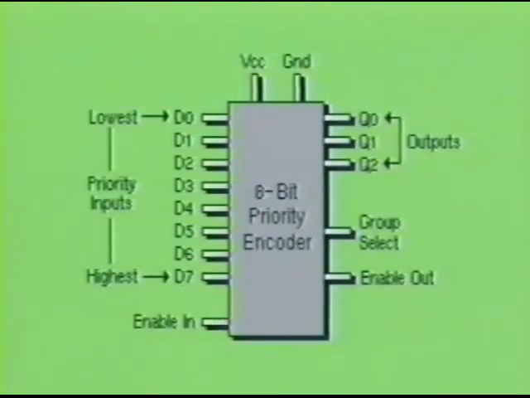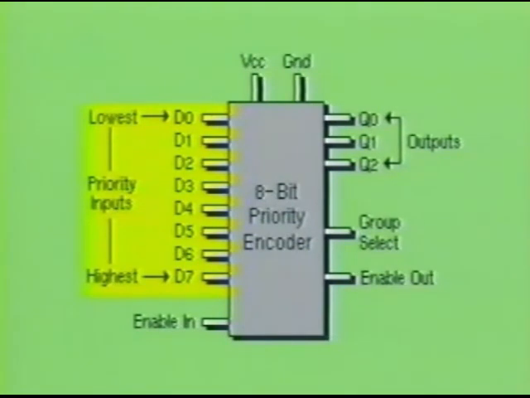Here you see a priority encoder integrated circuit, which is designed to establish the priority among simultaneous requests for service. The purpose of a priority encoder is to generate a binary address for the active input with the highest priority. As you may have noticed, this is an 8-bit priority encoder IC.